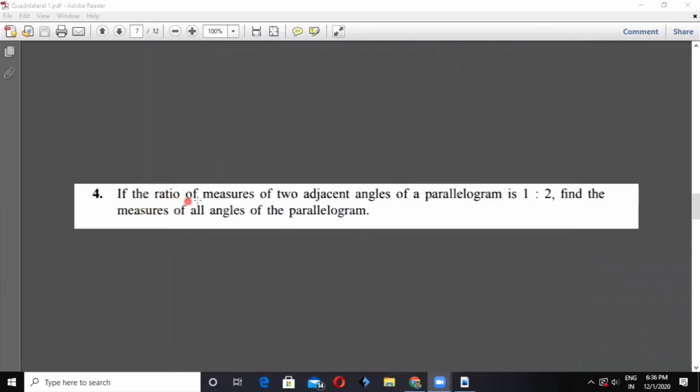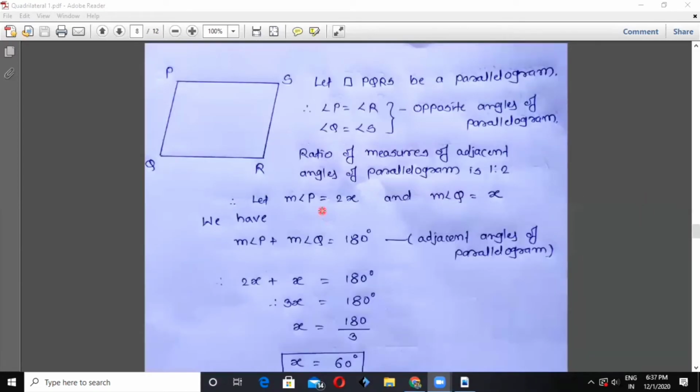Fourth question is, if the ratio of measures of two adjacent angles of a parallelogram is 1:2, find the measures of all angles of the parallelogram. Now to solve this, we draw a quadrilateral PQRS, which is a parallelogram, given. So we'll write that firstly. Let quadrilateral PQRS be a parallelogram.